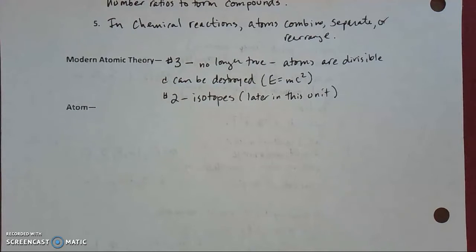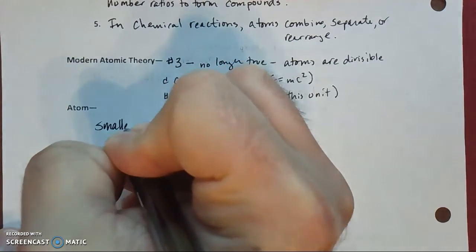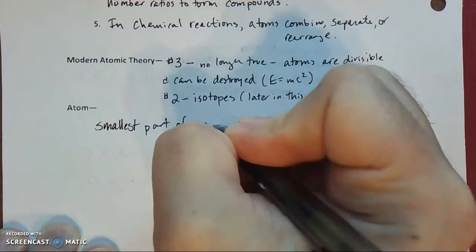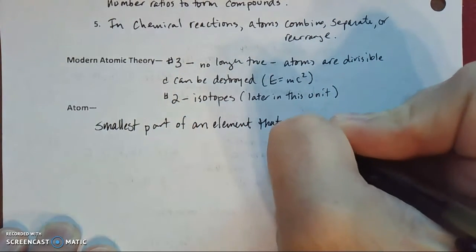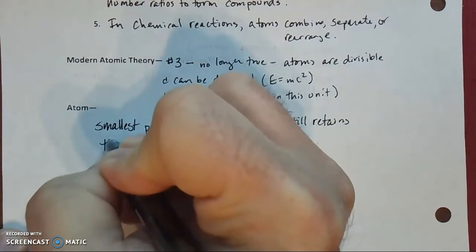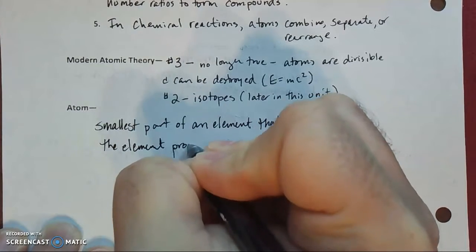So we have been talking about what is an atom, and we have looked at Dalton's atomic theory and how it has changed. So today's definition of an atom is the smallest part of an element that still retains the element properties.